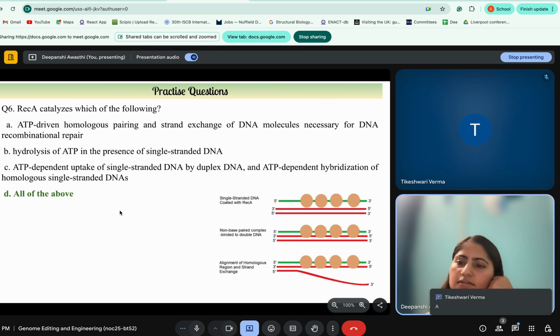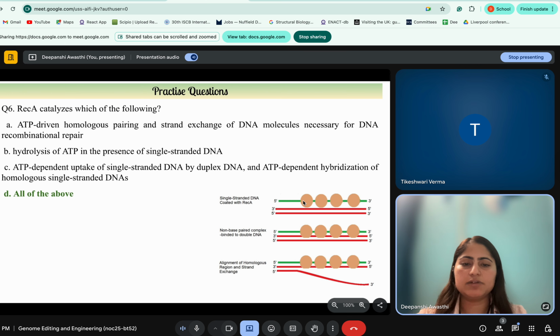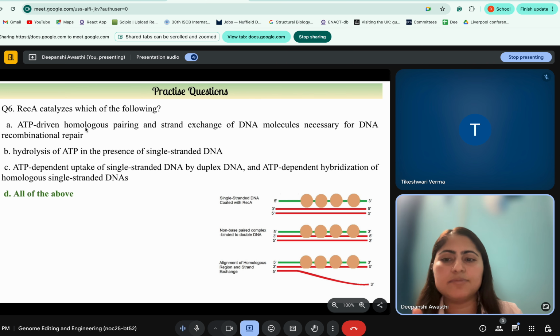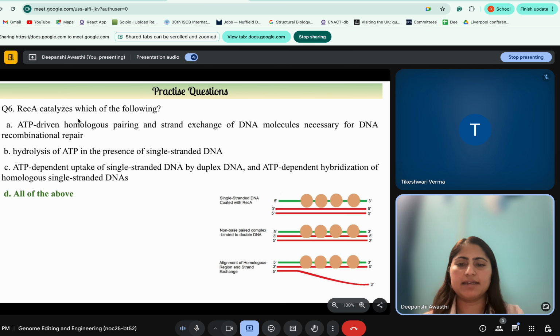Okay, so in this case the right answer is option D, that means all of these. RecA firstly binds to the single stranded region. It requires ATP because in the figure we have seen that ATP is required to activate it, and further it will call the other RecA to assemble on the single stranded DNA, and then later send the signal to search for the homologous single stranded DNA. So all of these works are performed by RecA. So the answer is all of the above.